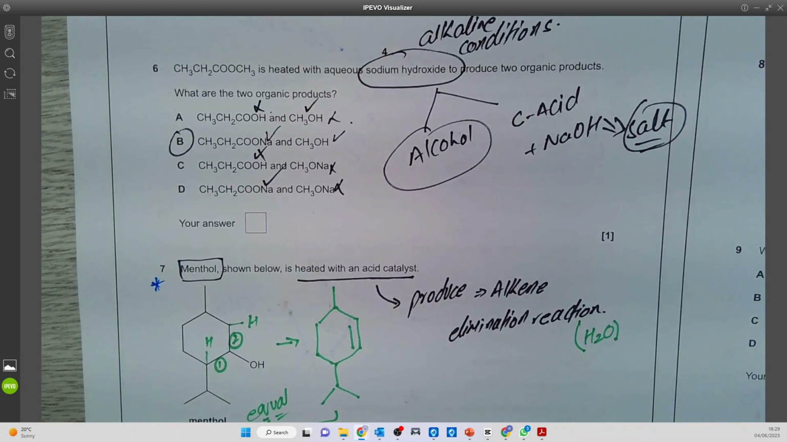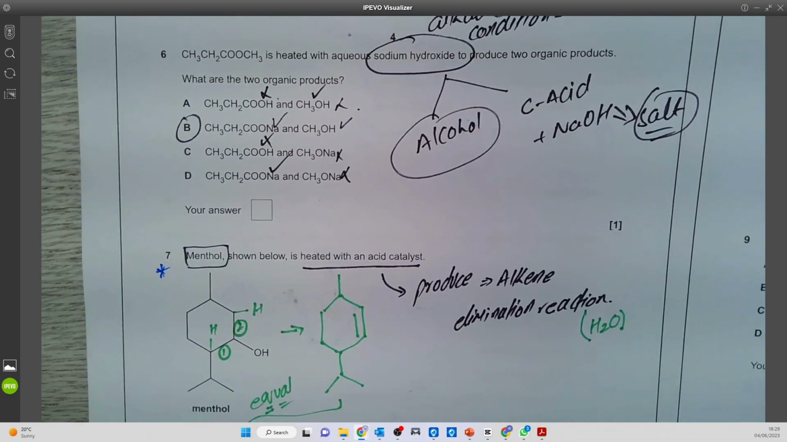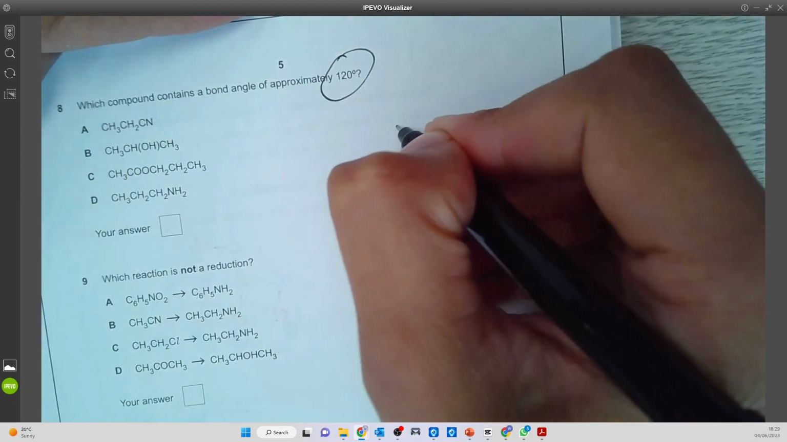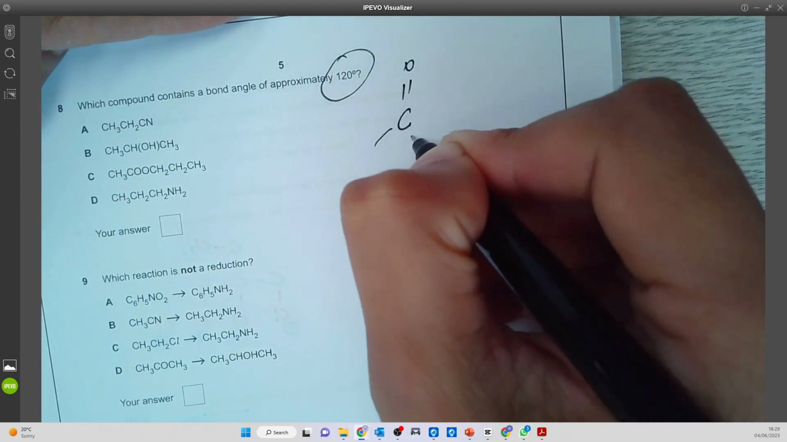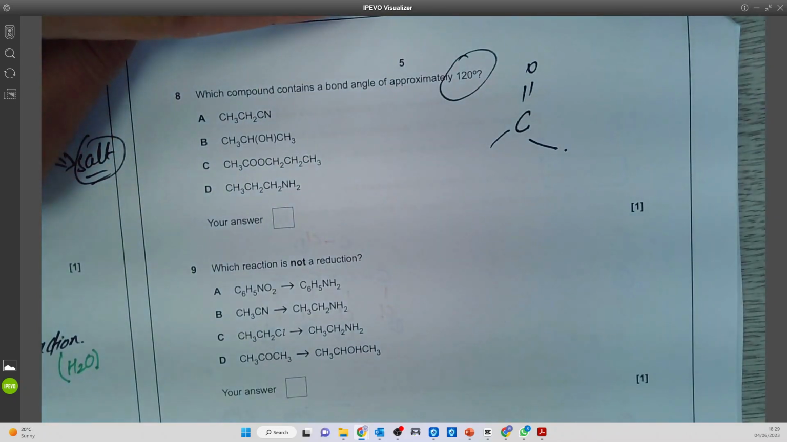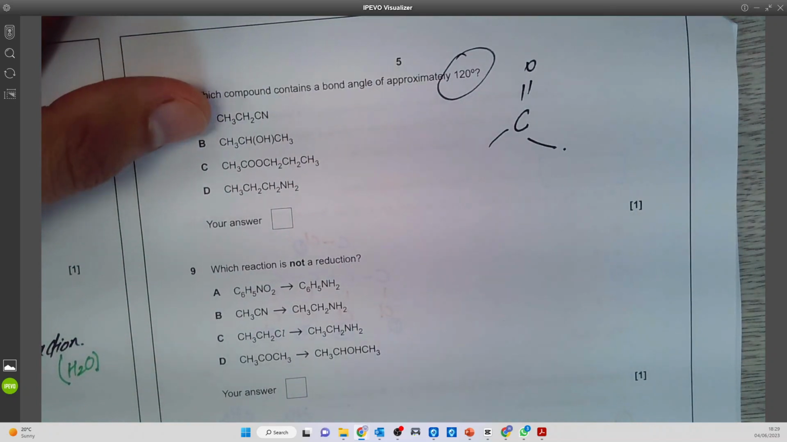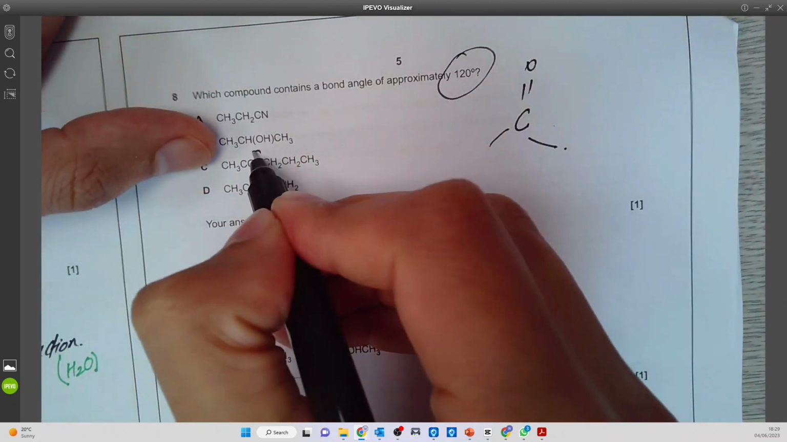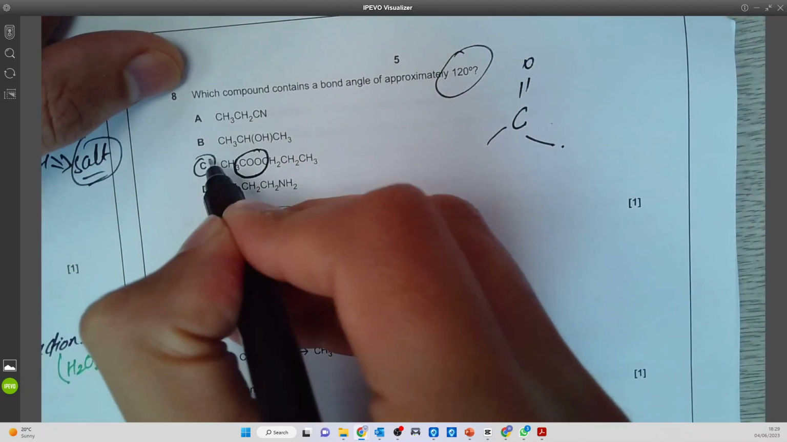Question number 8. On question number 8, we've been given a bond angle of this. This means you need to have something like this, which contains this. Not in A, not in B, but C does contain this kind of thing, right? This location. So C has it.